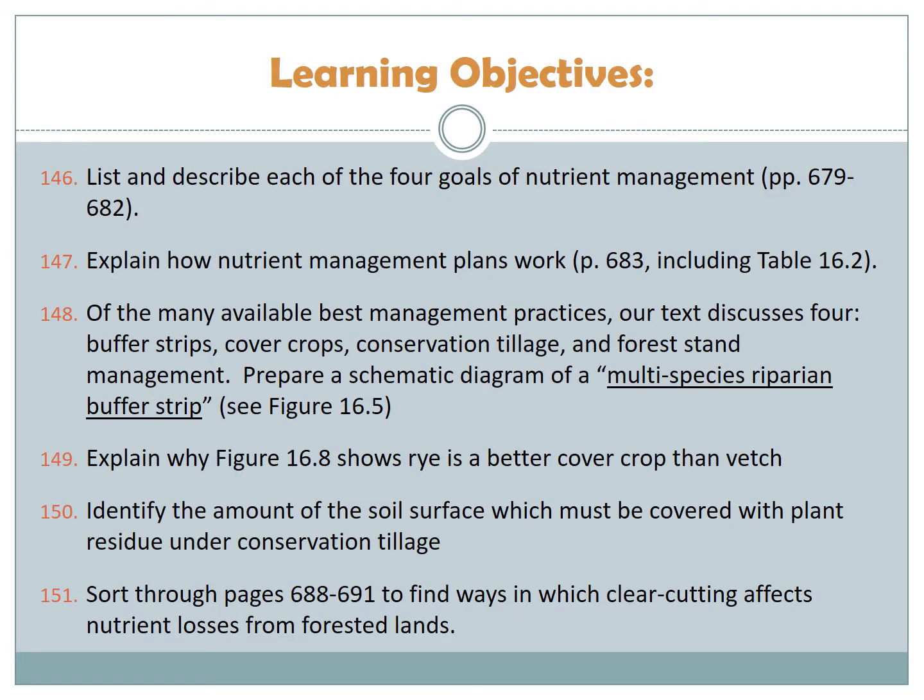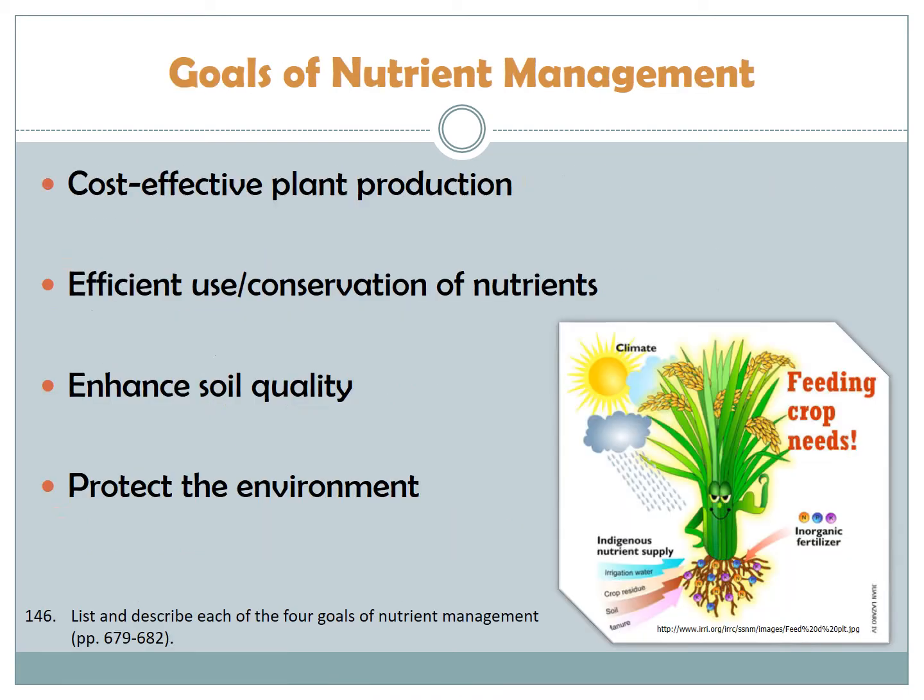Overall, the goal of this chapter is to talk about how to manage our nutrients and how to create a plan to manage them, and the things that we can include in our plan to help protect our crop assets as well as the environment around us. And we're going to talk about some of the fun things we can. So the goals of nutrient management are to provide cost-effective plant production, efficient use and conservation of nutrients, enhancement of soil quality, and how to protect the environment.